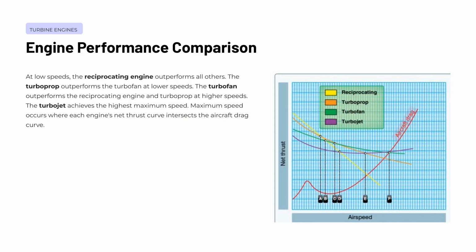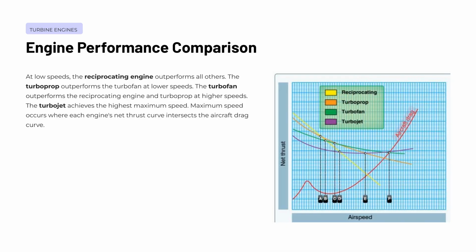When comparing engine types across the speed spectrum, each has a performance range where it excels. At low speeds, the reciprocating engine outperforms all other engine types, making it the preferred choice for slower aircraft. As speed increases, the turboprop takes over, outperforming the turbofan in that lower speed range.